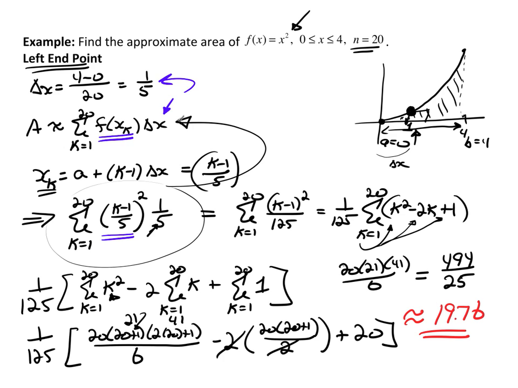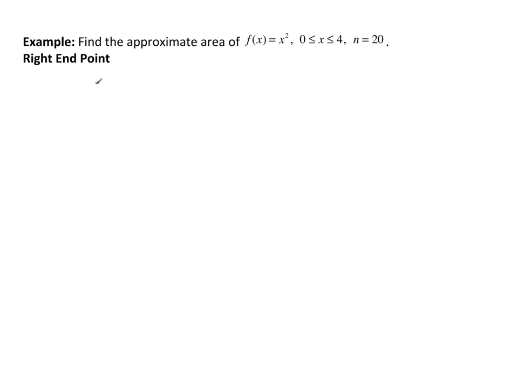So now let's take a look at the exact same problem, only this time I want to use a right endpoint. It's the exact same scenario. So again, delta x is going to be 4 over 20, which is 1/5.